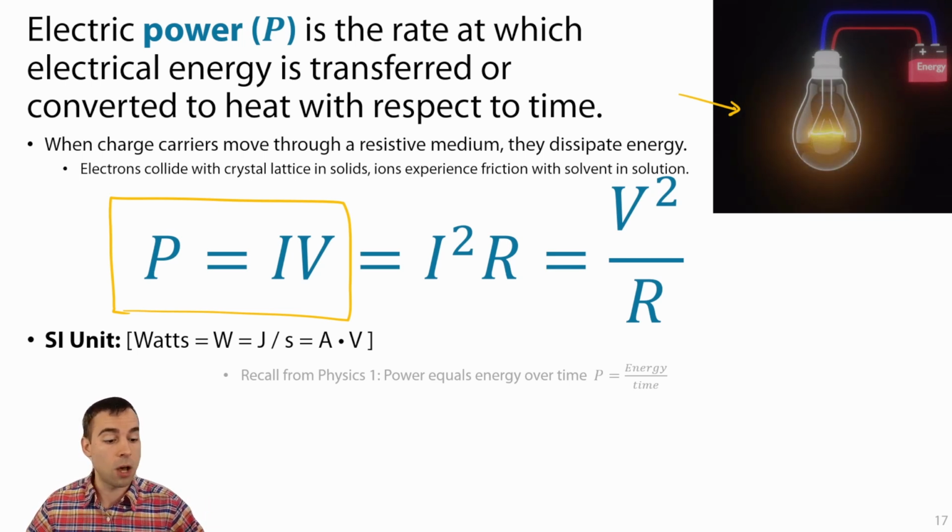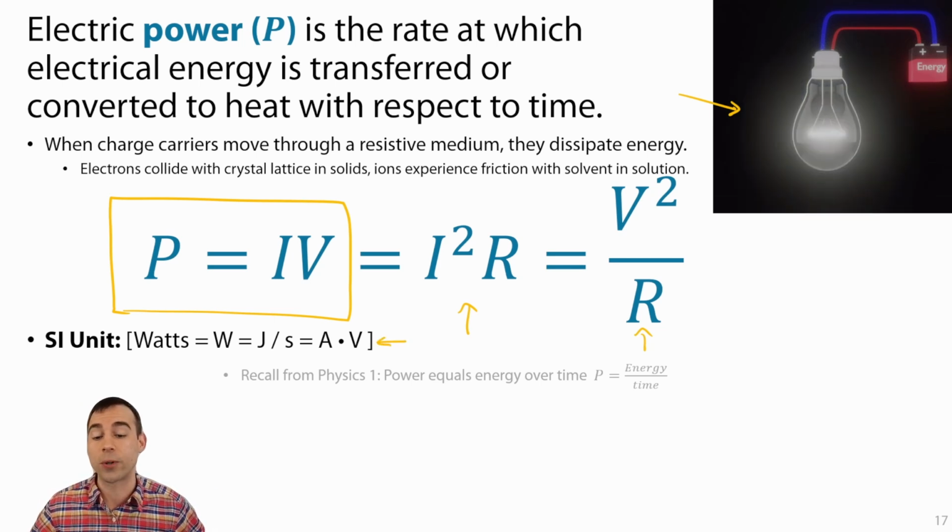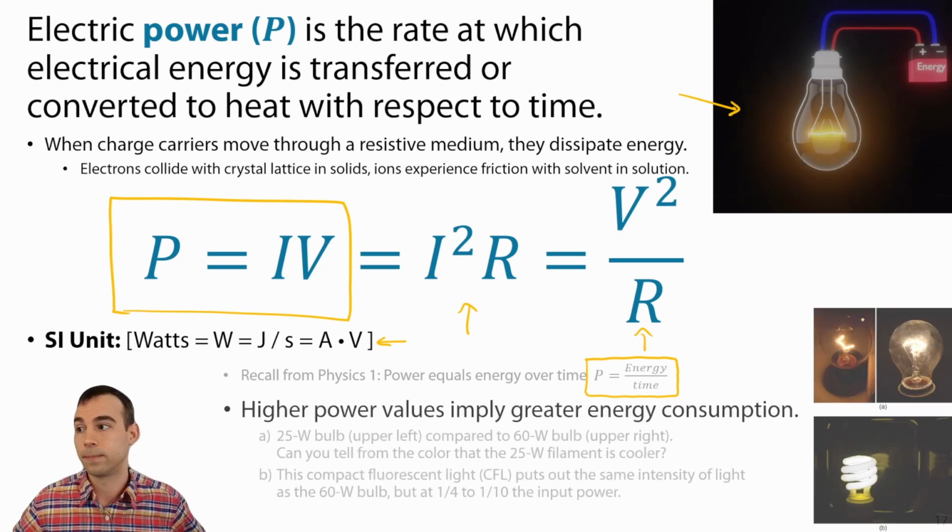Now, using Ohm's law, we can also rearrange this in several different ways depending on which variable we're trying to solve for. The electric power is measured in watts, and 1 watt is equal to 1 joule per second. And just to be clear, make sure you remember that power is ultimately just the energy flowing through a system divided by the time that it took for that energy to flow.